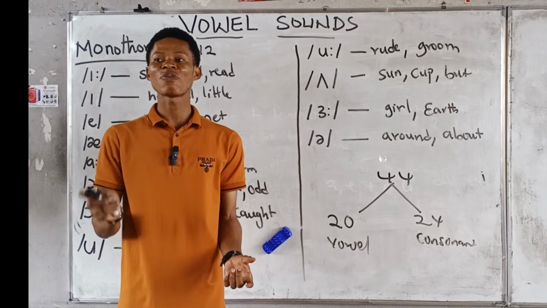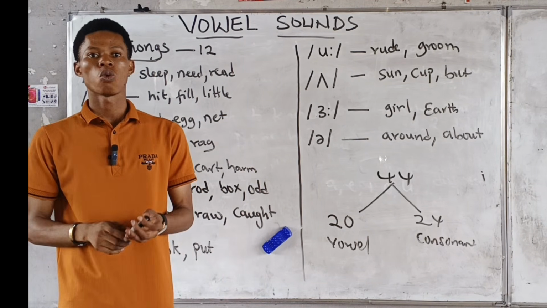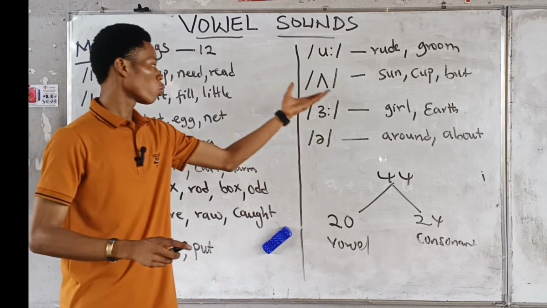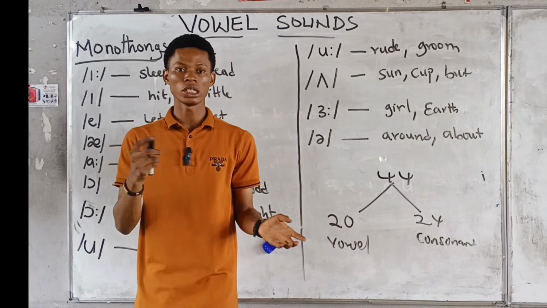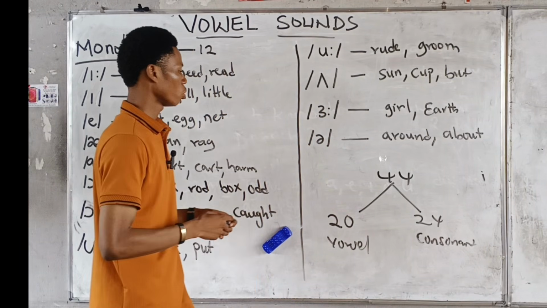Now out of the 20 vowel sounds we have, 12 of them are monophthongs, while the remaining 8 are what? Diphthongs. So first I will take the monophthongs and next we'll take the diphthongs, but I will differentiate between both, then we take them one after the other.